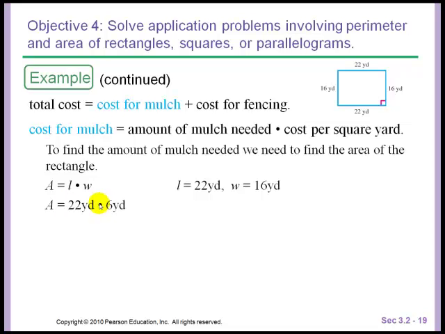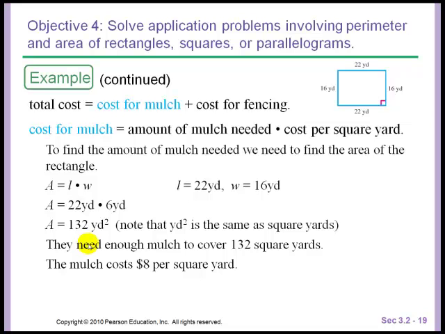Area is length times width. Length is 22 yards, width is 16 yards, so the area is 22 yards times 16 yards. Therefore, the area is 352 yards squared. Again, yards squared is the same as saying square yards. So they need enough mulch to cover 352 square yards.